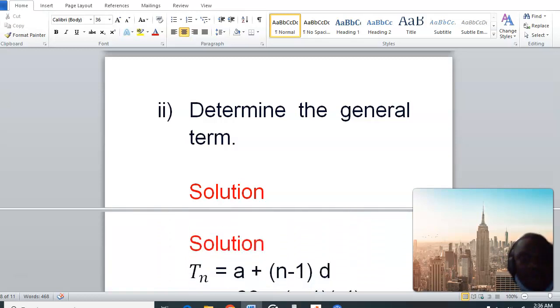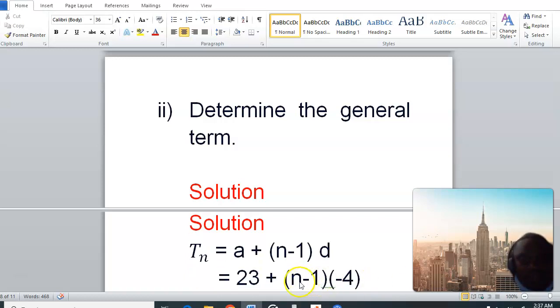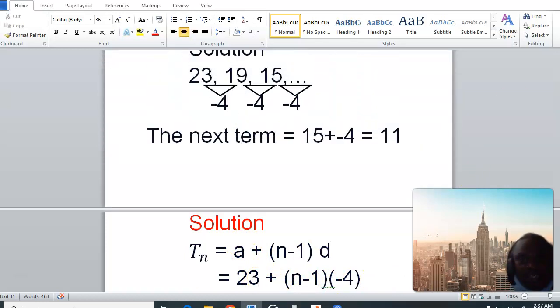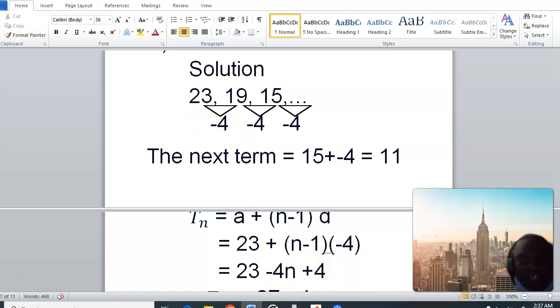You use the formula. What is the formula? A plus n minus 1 times d. Substitute. Your a is 23. How did you get that? Your first term in the question was 23. So a is 23 plus n minus 1, your d is minus 4. So you substitute it into the formula. When you are done, you need to expand.